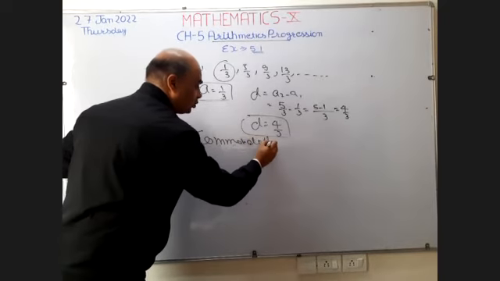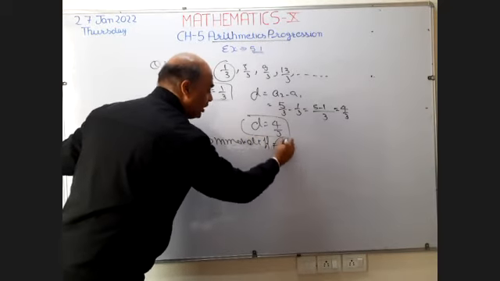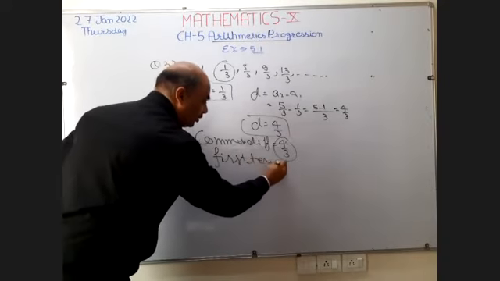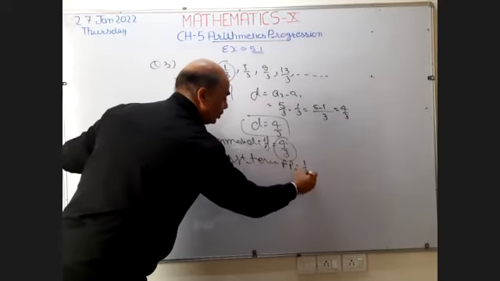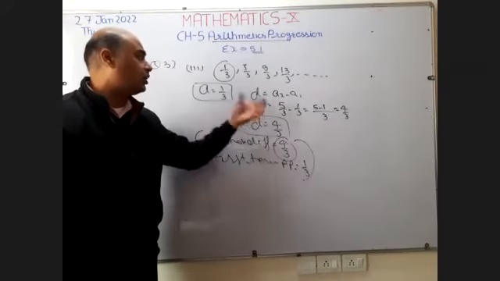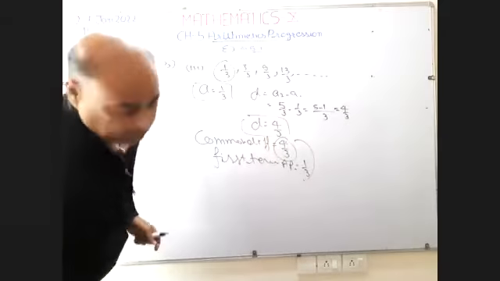So the common difference of the given sequence is 4 by 3 and the first term of the given AP is 1 by 3. So this is your answer. First term of AP is 1 by 3. Common difference is 4 by 3. Okay. Check one more question.